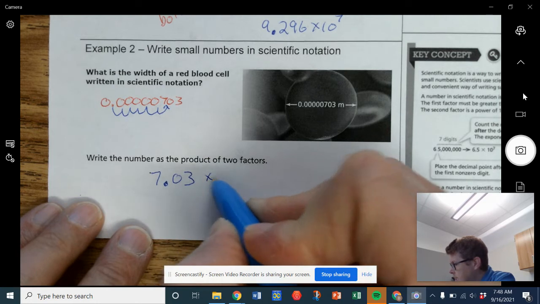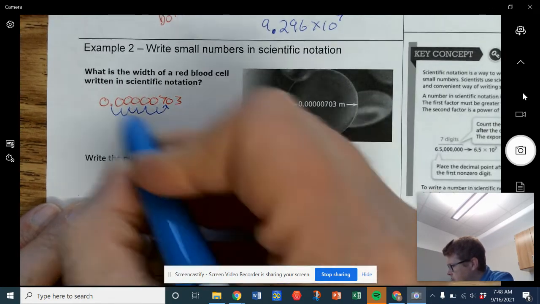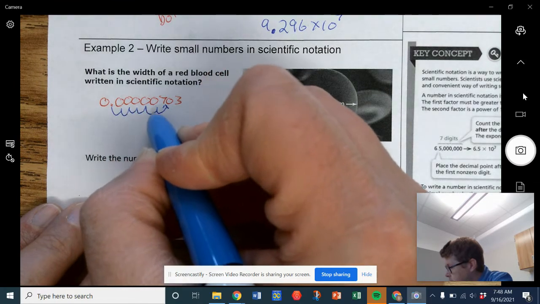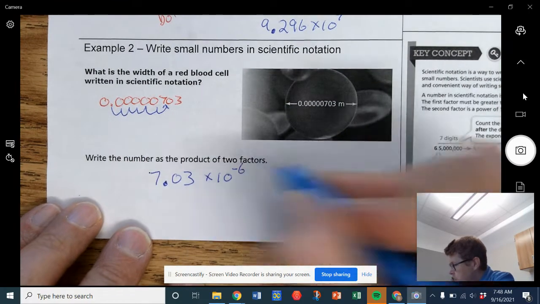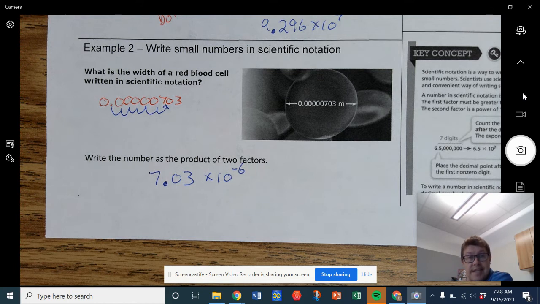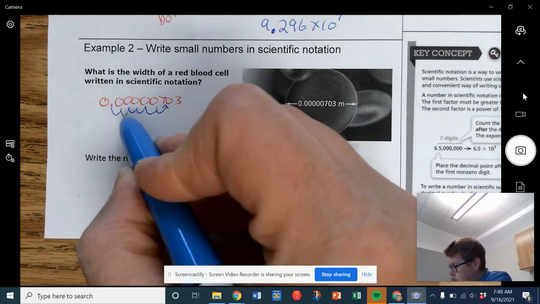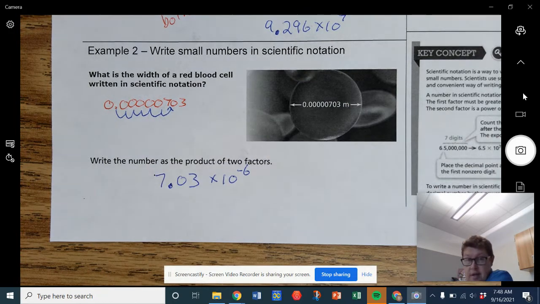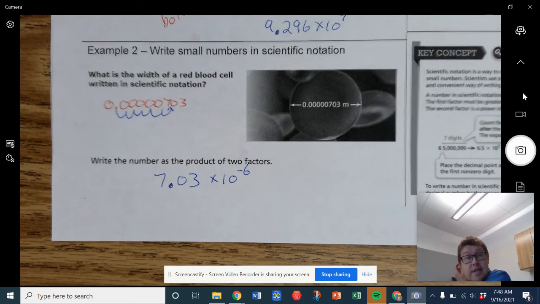So we take that 7.03 times 10 to the, what was it, 7? I keep forgetting. 1, 2, 3, 4, 5, 6. So 7.03 times 10 to the negative 6. Let's count again, make sure. 1, 2, 3, 4, 5, 6. Yeah, so it's a very small number right there, 7.03 times 10 to the negative 6.